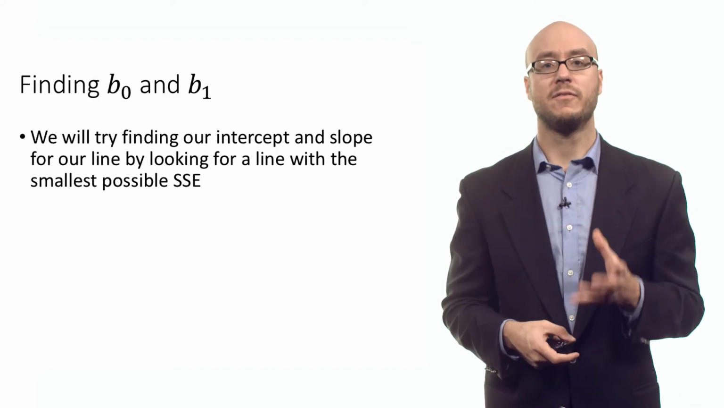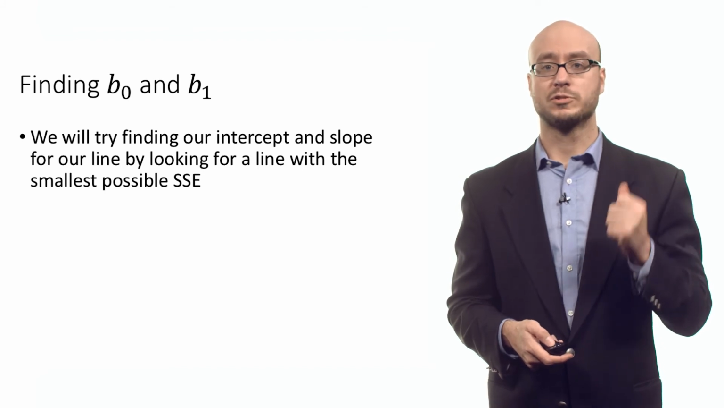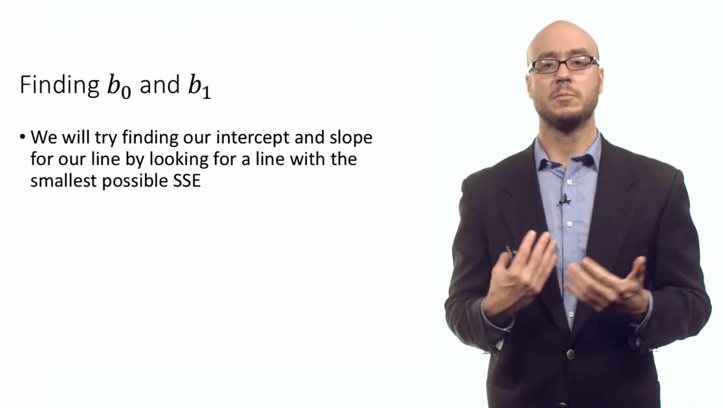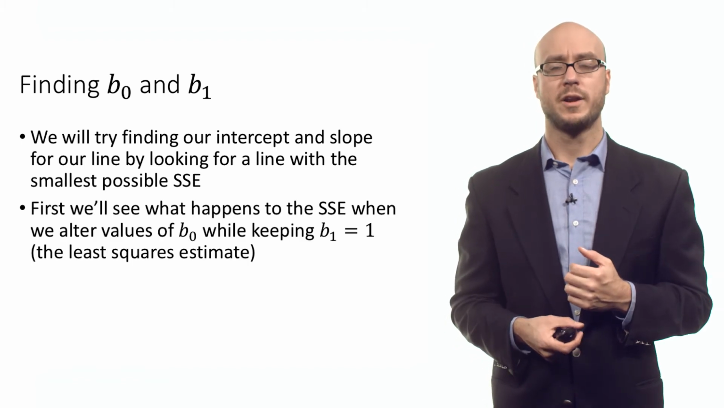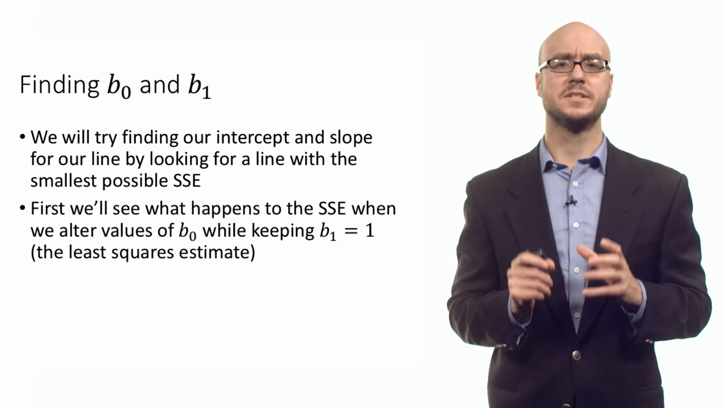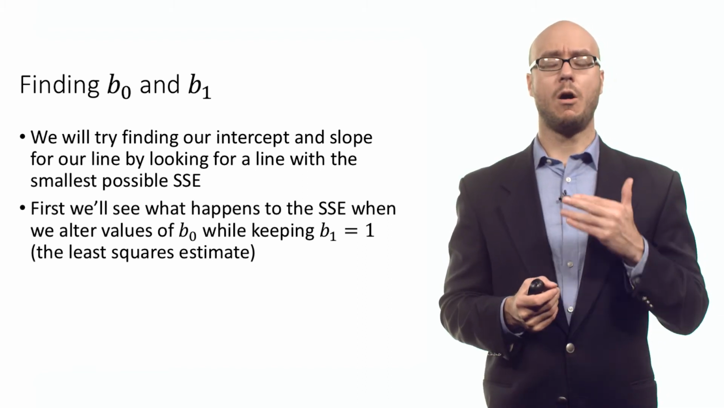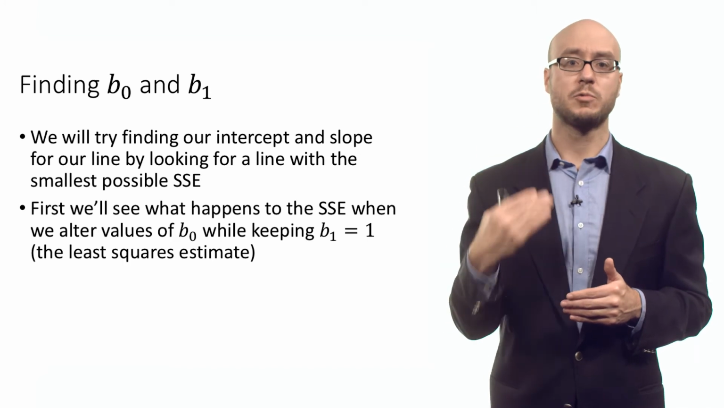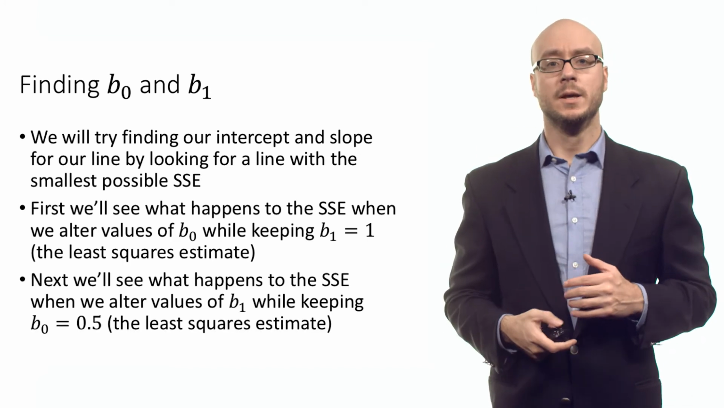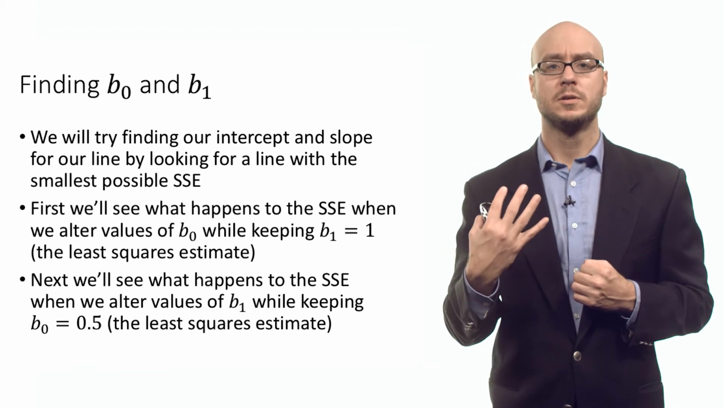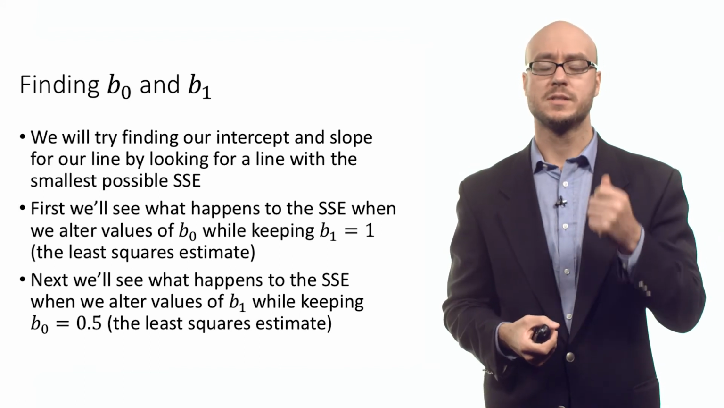So let's talk about finding the intercept and slope. We will try finding our intercept and slope for our line by looking for a line with the smallest possible sum of the squared errors. So first, we're going to see what happens to the sum of the squared errors when we alter values of the intercept while keeping the slope at 1, the least squares estimate that we already know. Next, we're going to see what happens to the sum of squared errors when we alter values of the slope while keeping the intercept, the least squares intercept, the same.